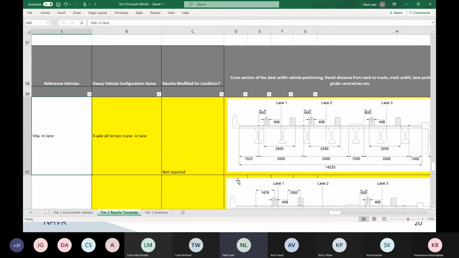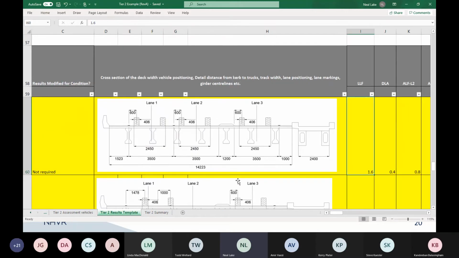You can see in this instance, we've got a 4-axle crane, and as a result being modified by condition and by how much. All this information is really important. You can see here that there's actually a cross section so that we understand exactly where the vehicles have been placed, which can be very important for decision making in the future. Most suppliers won't really want to do this level of detail, but I think that it's important so that we can definitely use this information in the future.